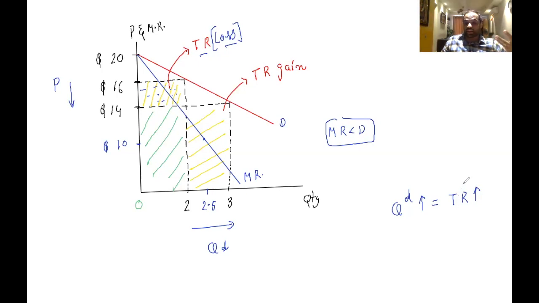One of the factors to increase the revenue is to increase the quantity, right? So you reduce the price, and quantity demanded increases. So you can see from here, it's increasing, from here to here, 2 to 3. That's why it's a gain, right? That's why it's a gain area.